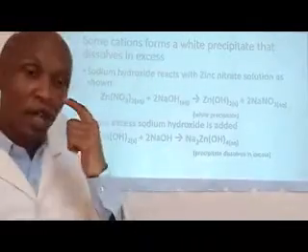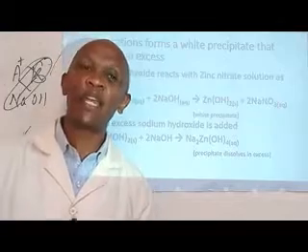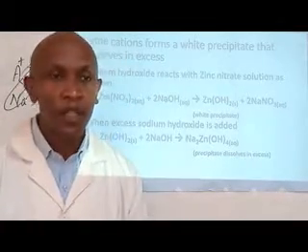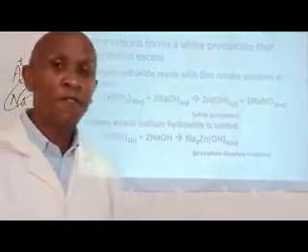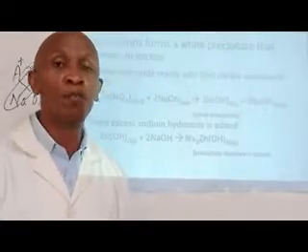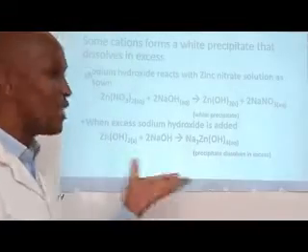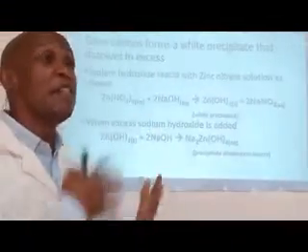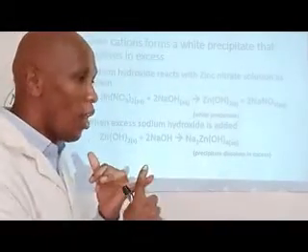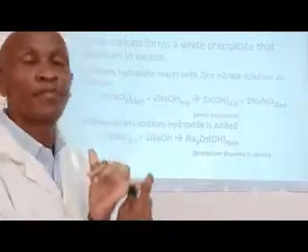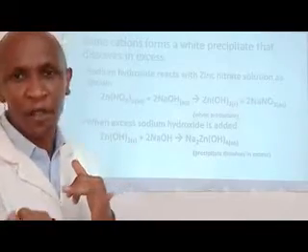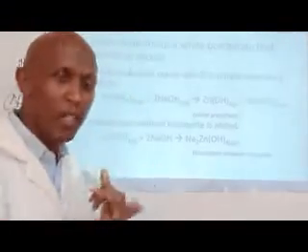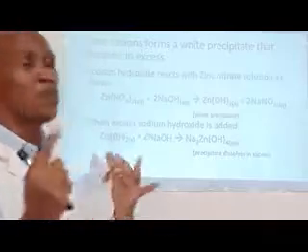Now such an oxide or hydroxide is said to be amphoteric. The word ampho is derived from the word amphi, which means both. So a substance that has both acidic and basic character is said to be amphoteric, as opposed to a substance that has neither acidic nor basic character, which will be said to be neutral. So oxides can be said to be acidic. Acidic oxides are normally non-metal oxides: carbon 4 oxide, sulfur 4 oxide, nitrogen 4 oxide.